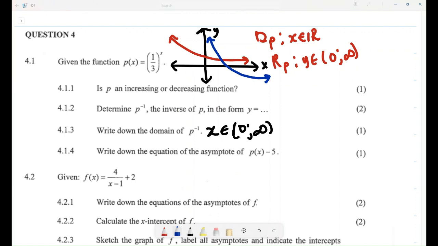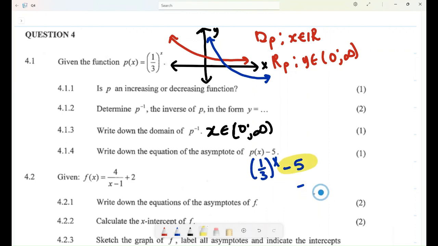Now write down the equation of the asymptote of p of x. So what is p of x? P of x is 1 divided by 3 to the power of x, minus 5. So what is the asymptote? The asymptote is y equal to negative 5. We are done. This is your asymptote.